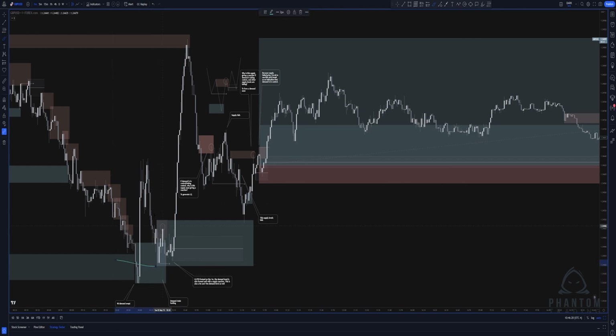We're reacting off the zone. We're waiting for supply to fail to give a reaction. We tap into a 15-minute zone, supply gives a reaction, it fails, forms a zone, and we look for an entry.